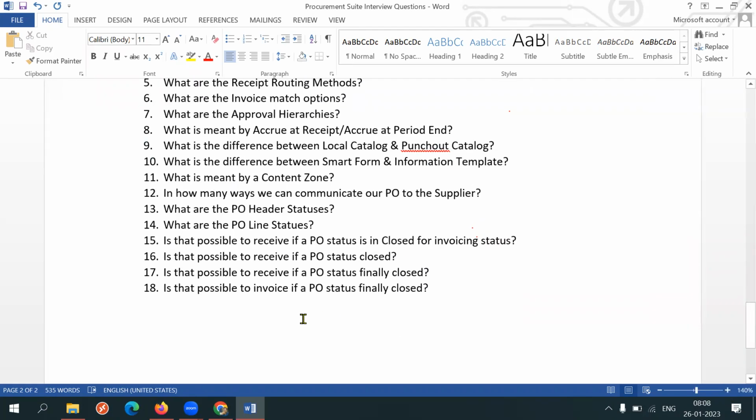Same question: can you invoice if the PO is closed? Answer is no. Okay, invoice. I changed that. Yes, it's possible. Even if a PO is closed, yes, you can invoice.